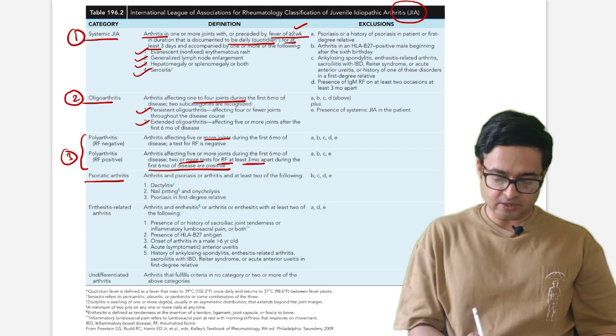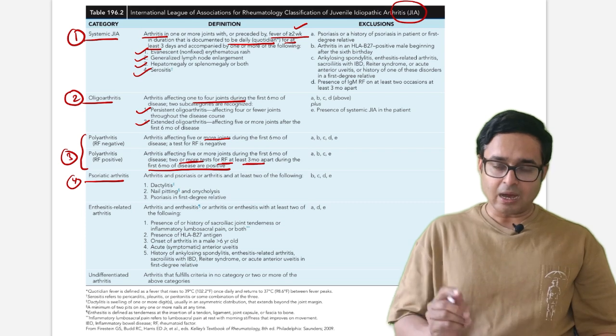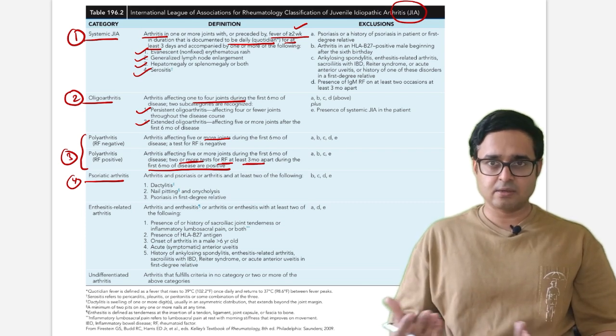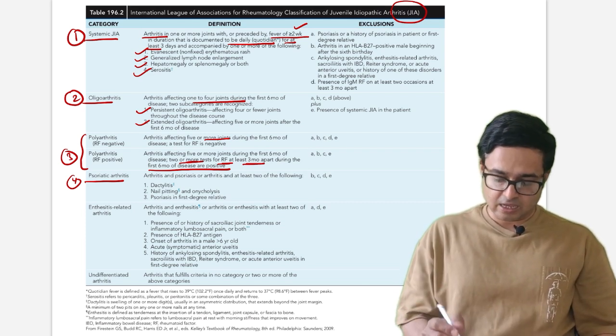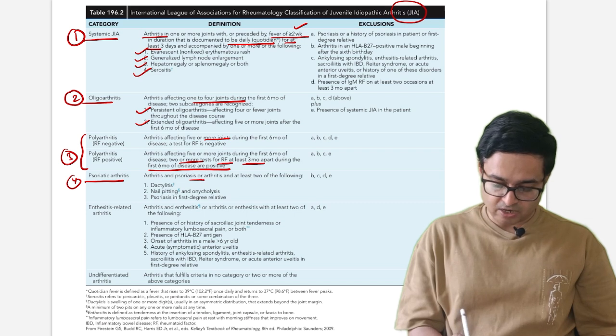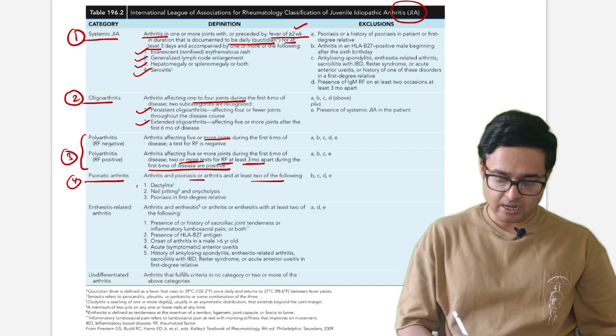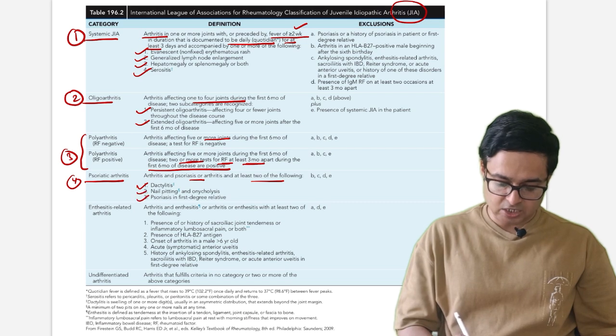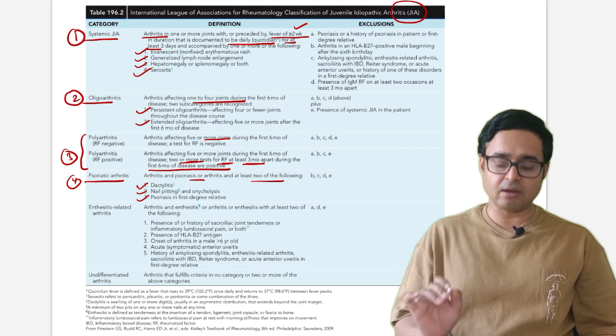Psoriatic arthritis, as the name suggests, is arthritis plus psoriasis. If psoriasis is not confirmed, then at least two of the following psoriasis features should be there: dactylitis, nail pitting, and psoriasis in a first degree relative. Very important.